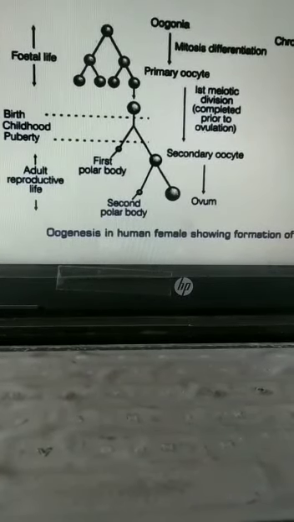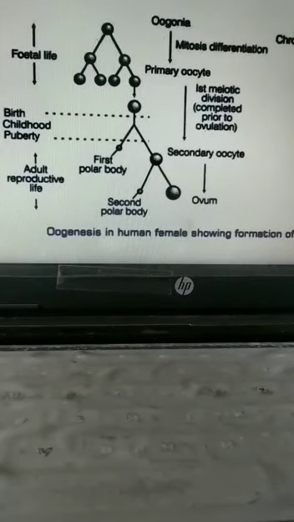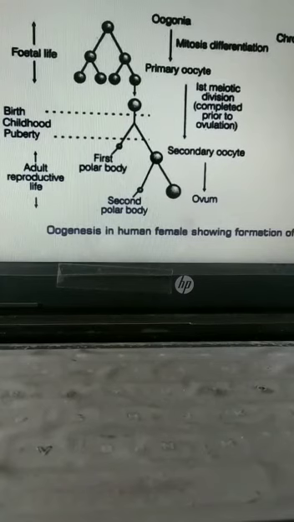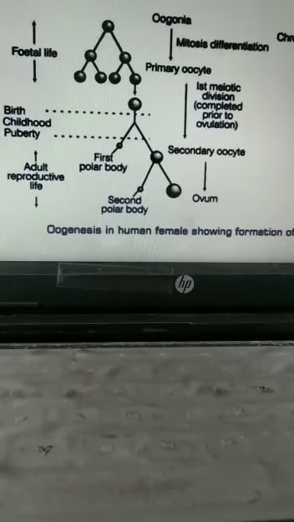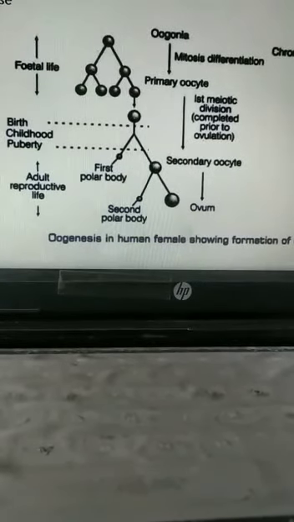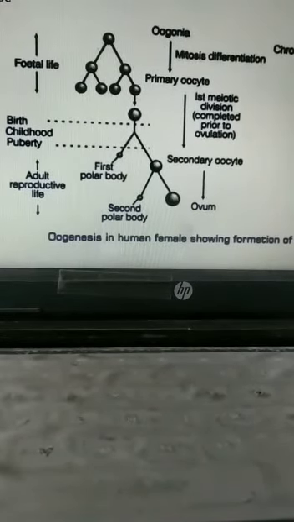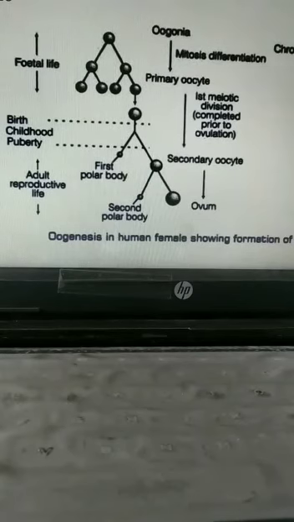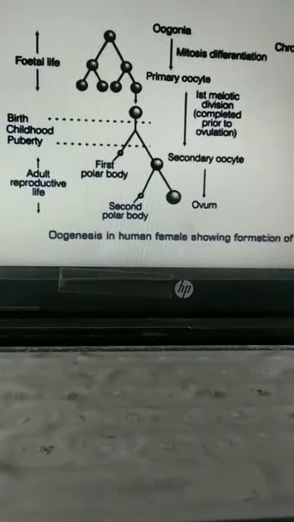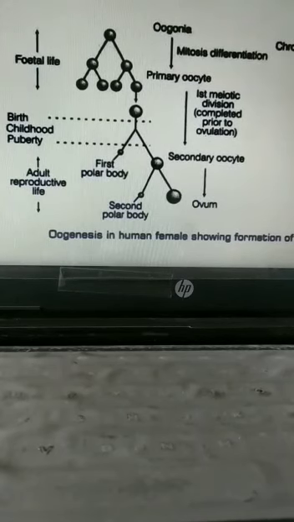The second maturation phase occurs after fertilization when the meiotic division of the secondary oocyte is complete. This second meiotic division results in the formation of a second polar body and a haploid oocyte.